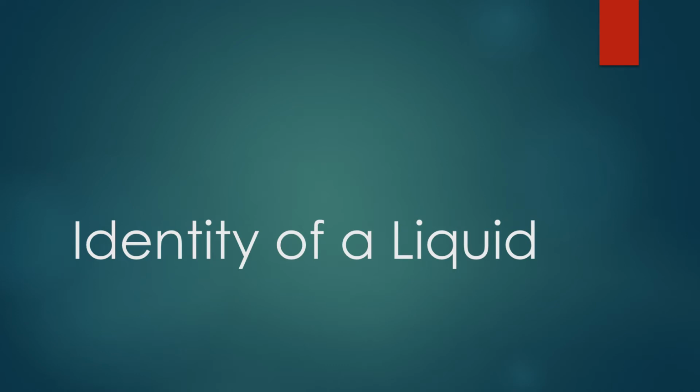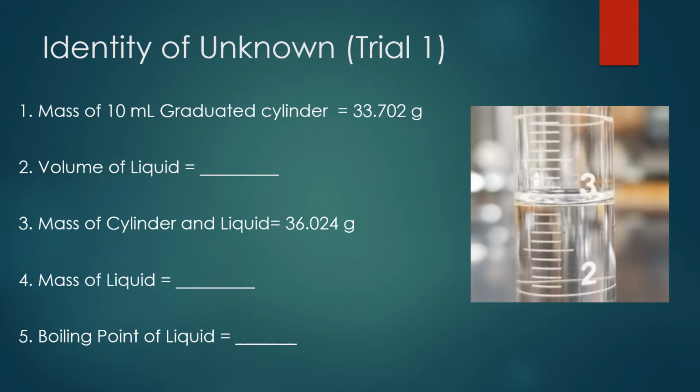For lab 3, we're going to be looking at the identity of a liquid. So we're going to take an unknown liquid and, using its density and boiling point, we are going to figure out what that unknown liquid is. In order to figure out the density and the boiling point, we need to get some measurements first. We're going to be doing 2 trials with the same liquid.